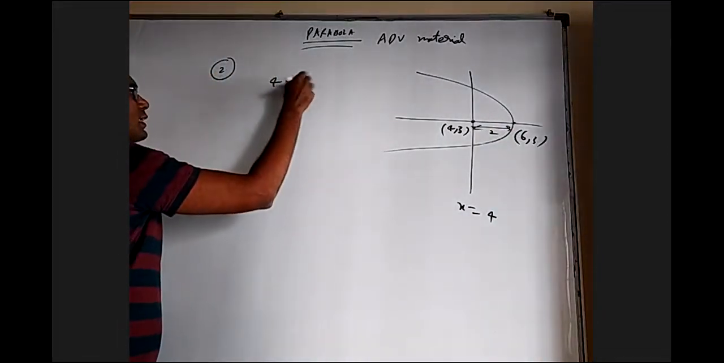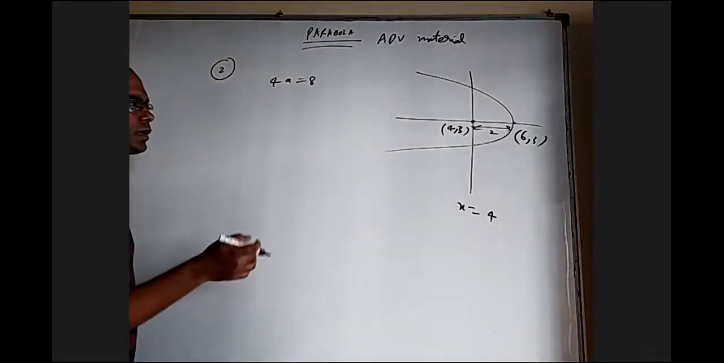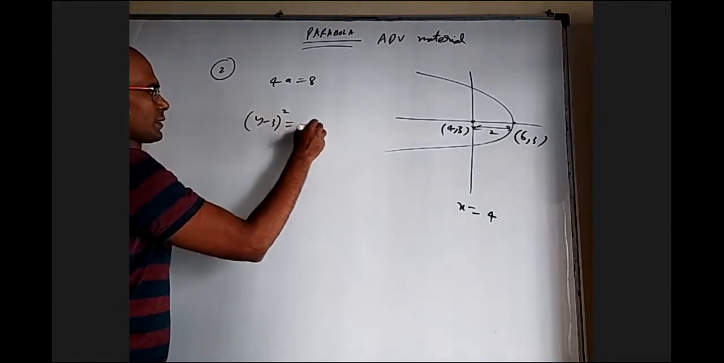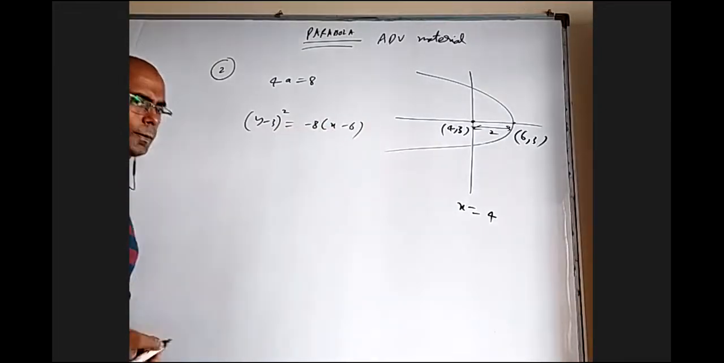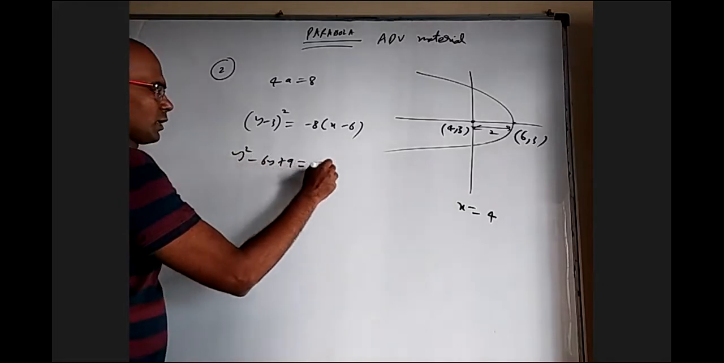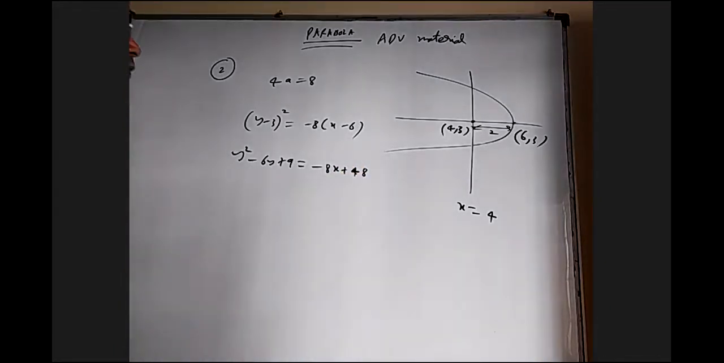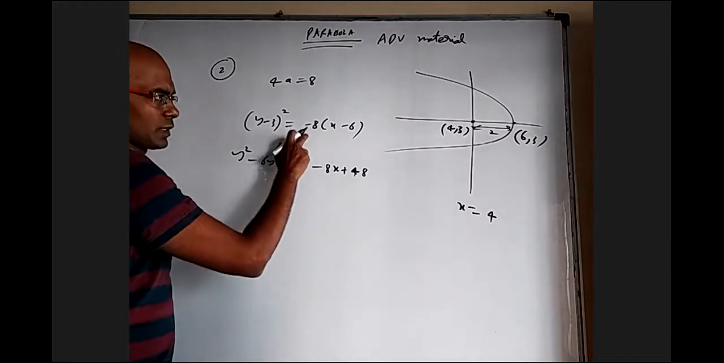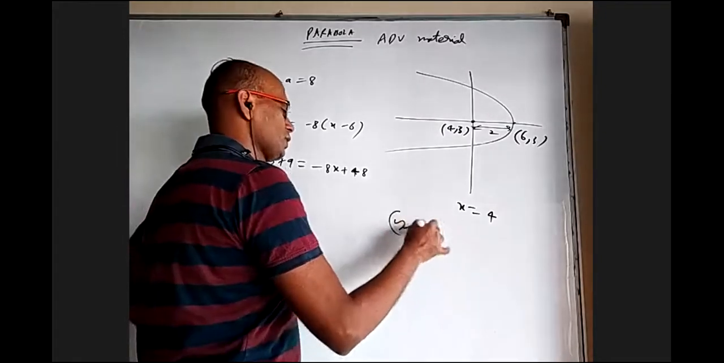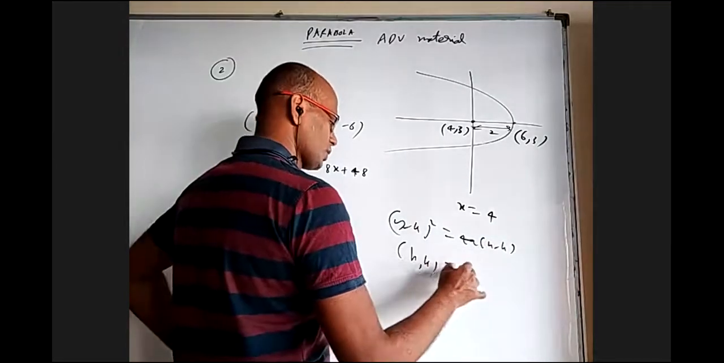So the a value is 8 and opening towards left, so I have to take minus. I know vertex 6, 3, horizontal parabola. So (y minus 3) squared equal to minus 8 into (x minus 6). That's it. y squared minus 6y plus 9 minus 8x plus 48. Minus for opening towards left and vertex. Otherwise, I have to take (y minus k) whole squared equal to 4a into (x minus h). Equate h comma k to 6 comma 3.